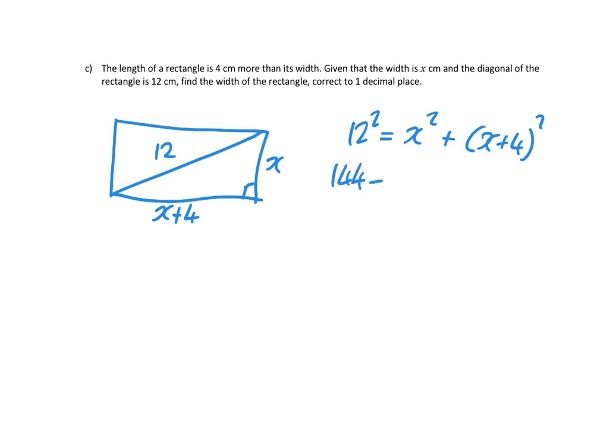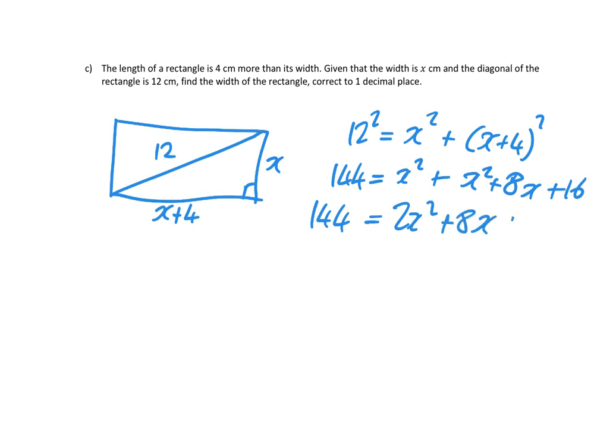That's going to be 144 then is equal to x squared. When you do out this bracket, it's going to be x squared plus 8x plus 16, and then that's going to be 144 is equal to 2x squared plus 8x plus 16, and then we'll just bring that across to the other side, the 16 I mean, and you're going to have 128 is equal to 2x squared plus 8x.